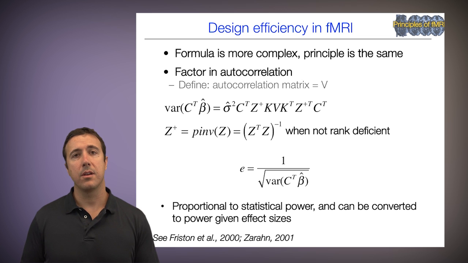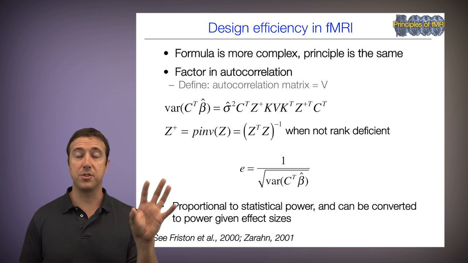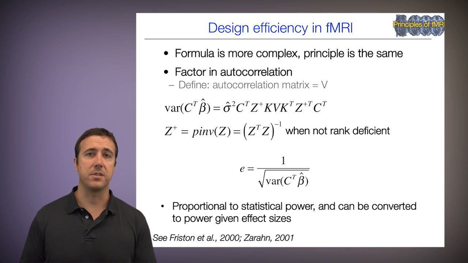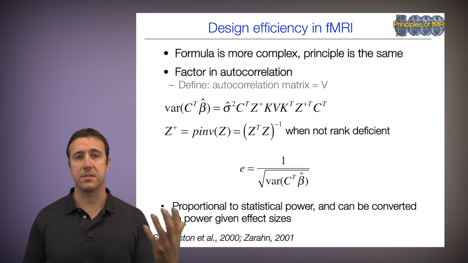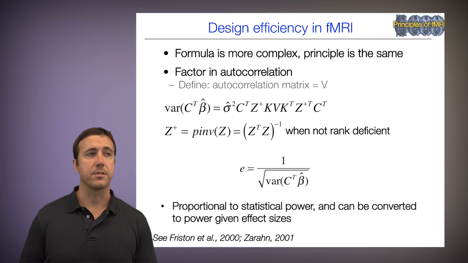And one common trick here is to use the pseudo inverse instead of a standard inverse. So we'll denote that with Z plus, and that's the pseudo inverse of Z, and that's the same as Z transpose Z inverse when the design is not rank deficient. And many programs actually use this instead of a standard inverse, just to know. So now I've got an expression for the efficiency of the variance of a contrast or set of contrasts that accounts for all these factors. And this is proportional to statistical power. It's not the same as power, but it can be converted to power given a reference effect size of interest.